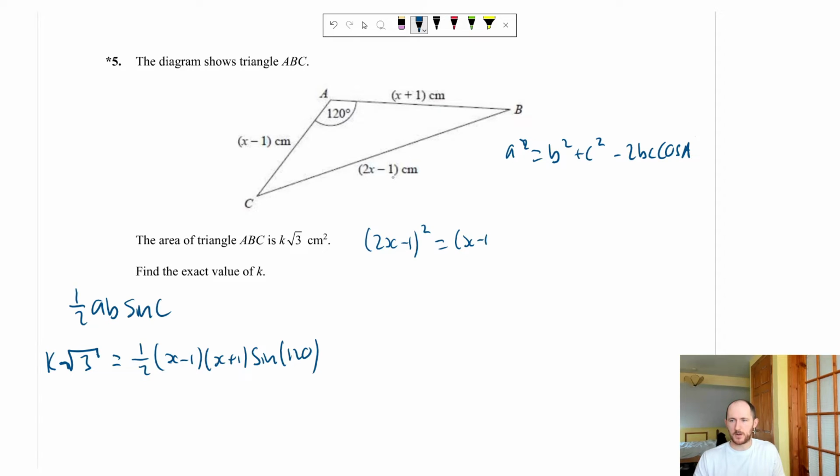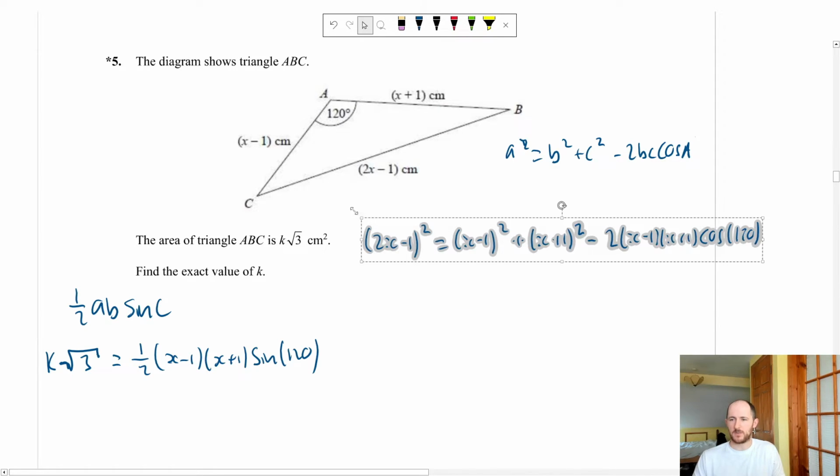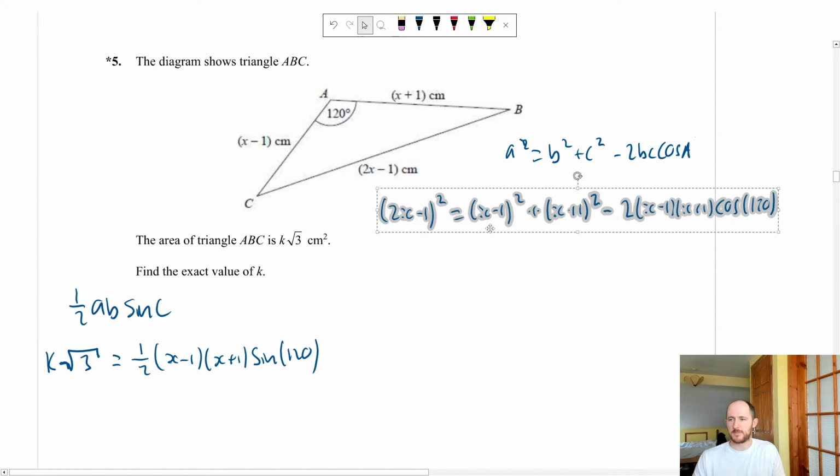So you have x minus 1 squared plus x plus 1 squared, there we are, minus 2, x minus 1, x plus 1, equals 120. And we need to solve this. And you might be looking at this thinking, Jesus Christ. But if we expand and simplify, you'll realize it's actually not the end of the world. A lot of this stuff is going to cancel down and make it a little easier for us.